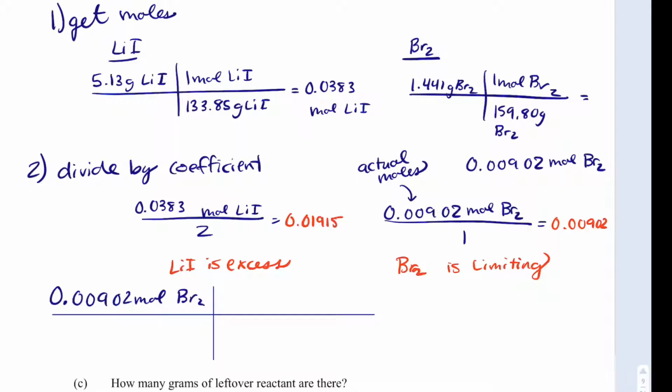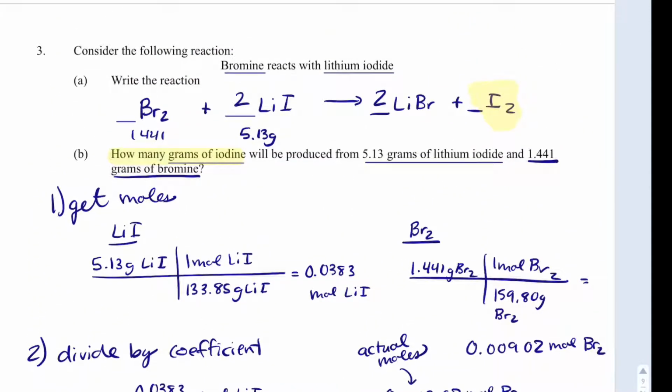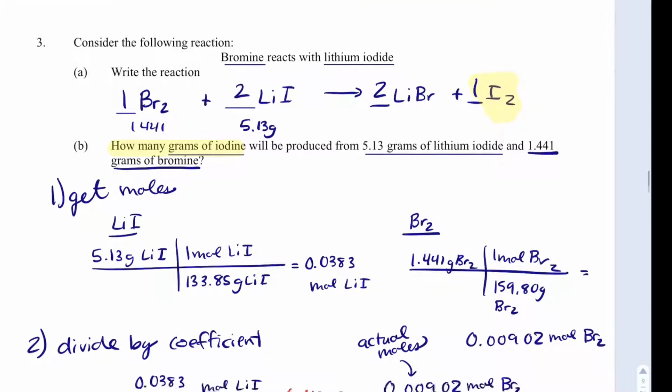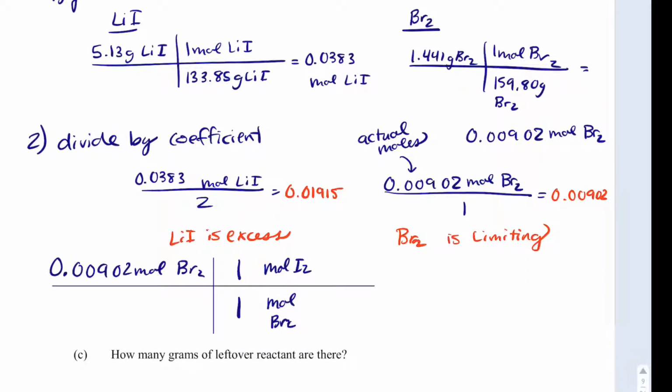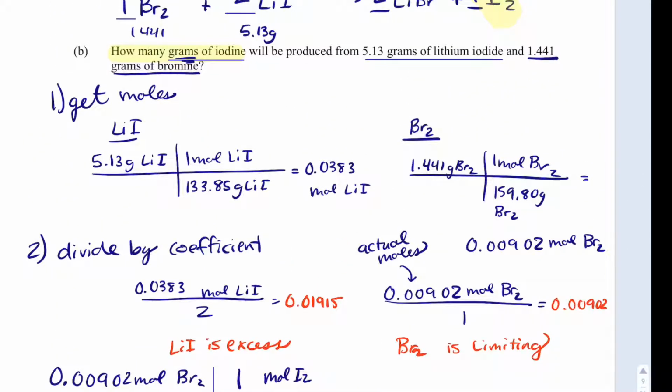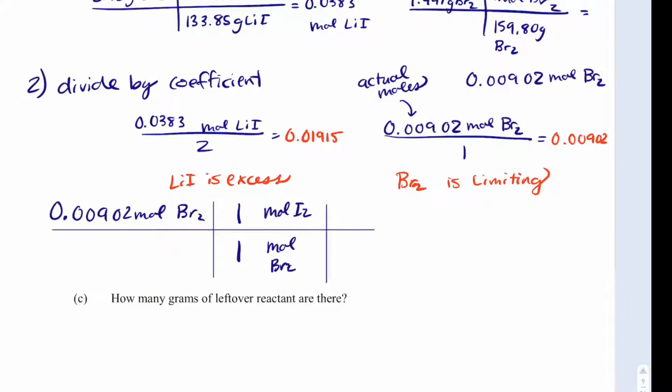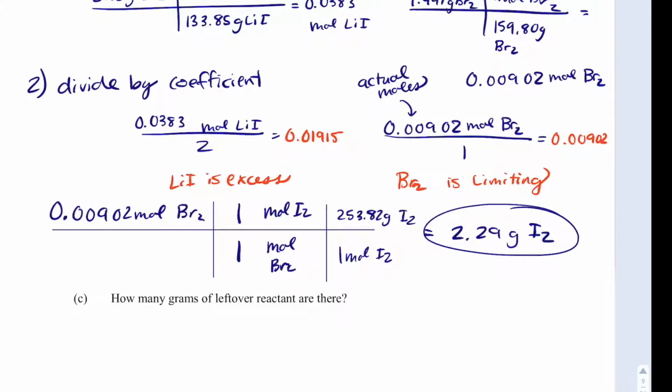So I'm going to take 0.00902 moles of Br2, and I'm just going to convert that to iodine. Since I'm starting with moles, I'm already at the mole bridge, and so I'm going to go from moles of Br2 to moles of I2, and I'm going to find that ratio. There's 1 there and 1 there, so that's actually a 1-to-1 ratio. And then the problem asks for grams, so I just have to do one last step. And I have to say in 1 mole of I2, there is 253.82 grams of I2. So when I map that out, I get 2.29 grams of I2. And that is my answer for part B.